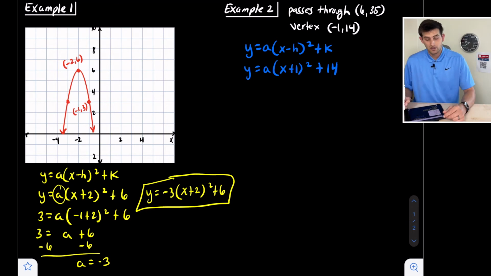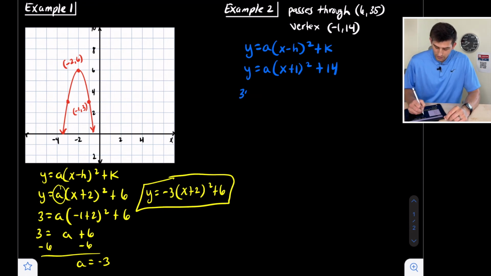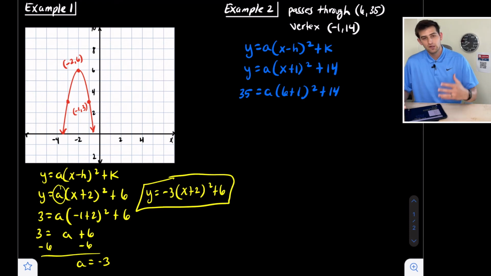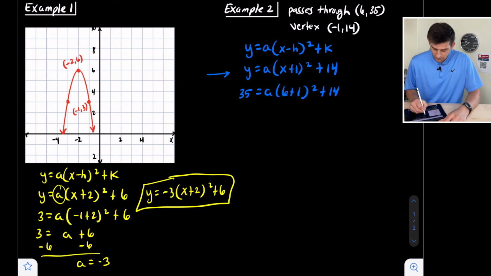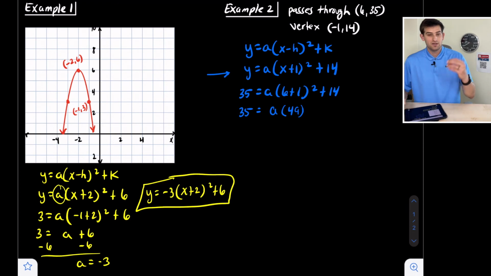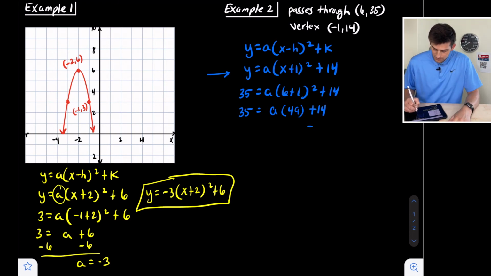Now let's plug in our x and y value from our point that our parabola passes through, and that'd be 6, 35. So y is 35 and x is 6. Okay, so now once again we can just simplify this to figure out our a value and plug that back in to this equation for a. So now we have 35 is equal to a times 49, right? Because 6 plus 1 is 7, 7 squared is 49, and then plus 14.